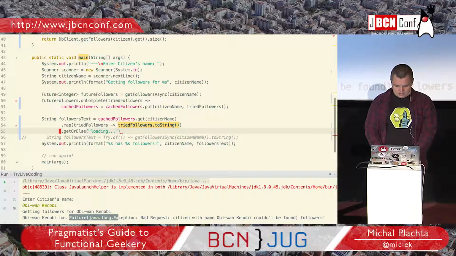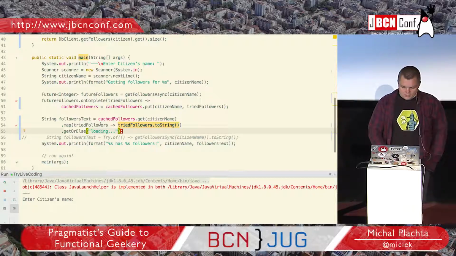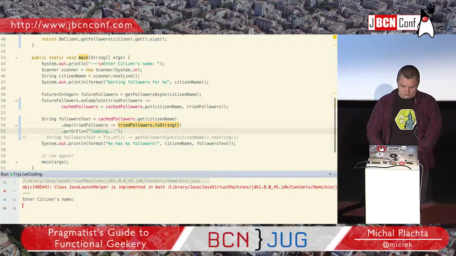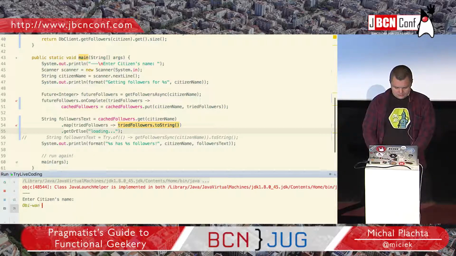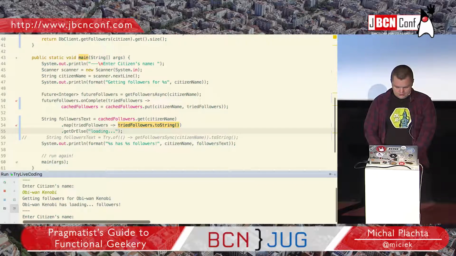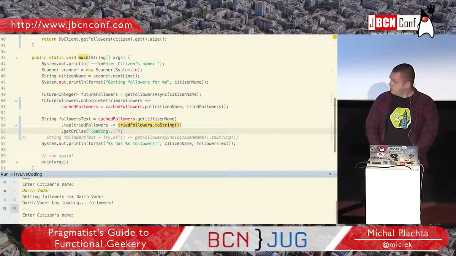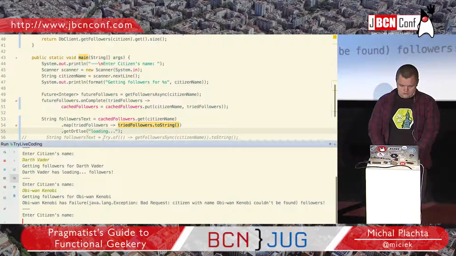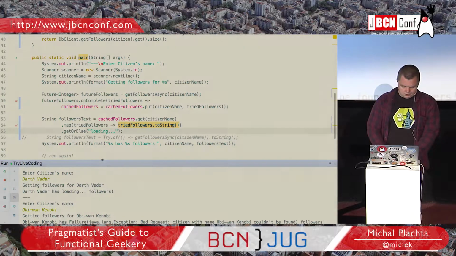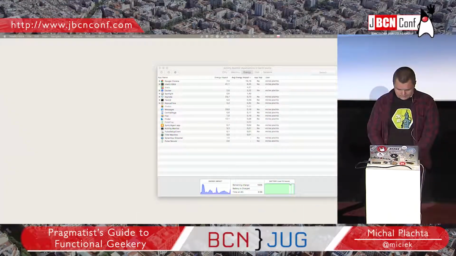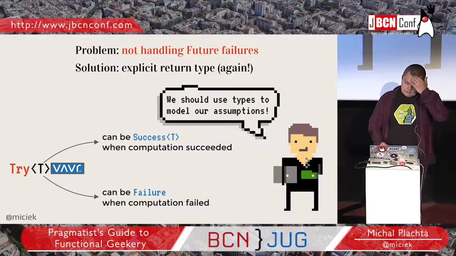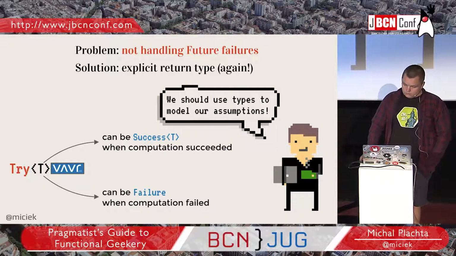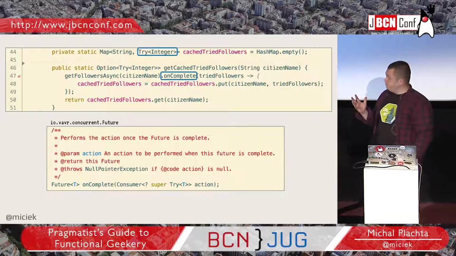So again, Option is here, and let's run it. So the whole thing is Option of Try, and then we are just mapping the thing inside Option, and we are getting orElse. Let's see what happens. As you see, it's the asynchronous version, Darth Vader, asynchronous version, but the misspelled Obi-Wan is still updated with the failure. Okay, so this is something that we did using the Try. Okay, let's move back to the slides, and now you can see that we just needed to do two changes.